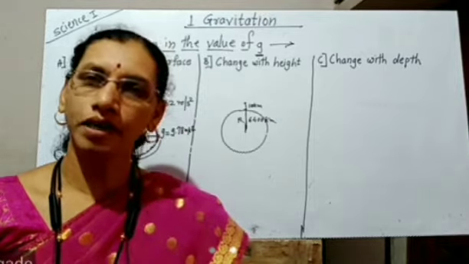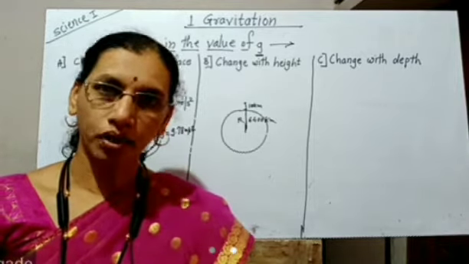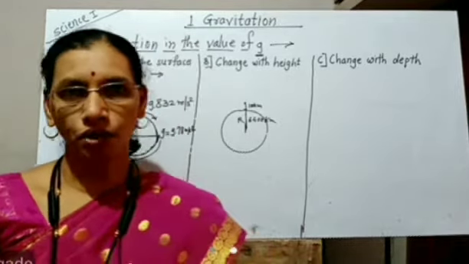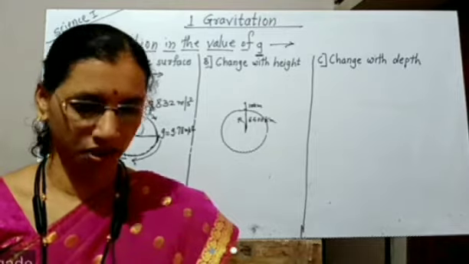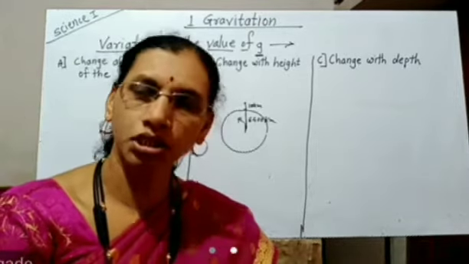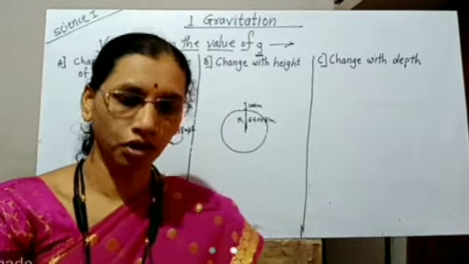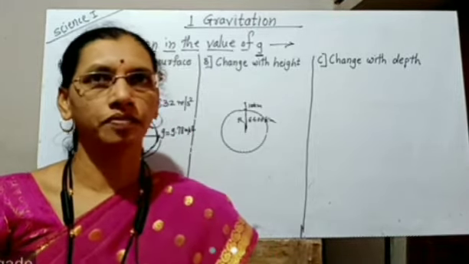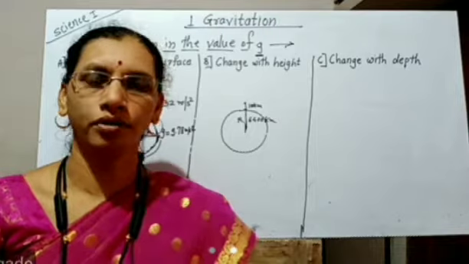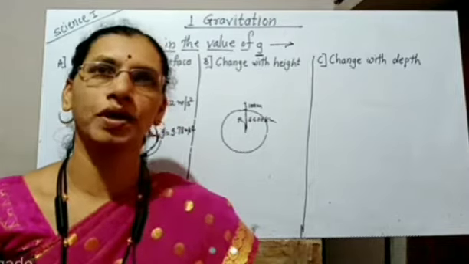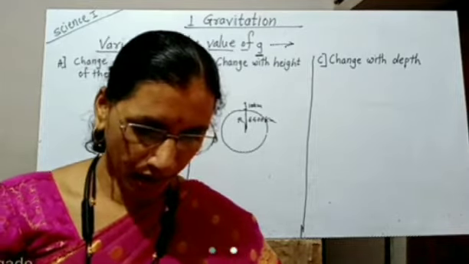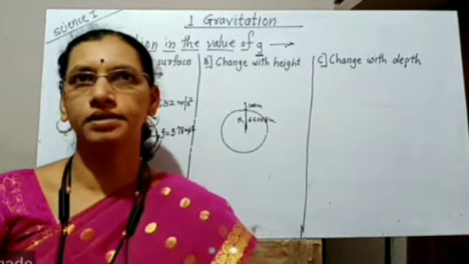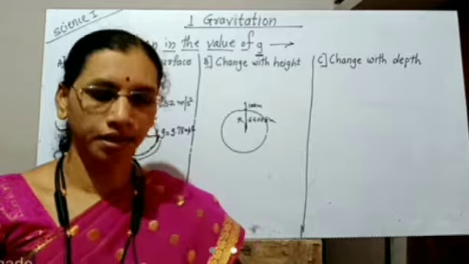The height of a typical weather satellite is 400 kilometer, and for this height the value of g is 8.7 meter per second square. The height of communication satellites is 35,700 kilometers, and for that the value of g is very small, that is 0.225 meter per second square. Thus, as the height goes on increasing, the value of g goes on decreasing.